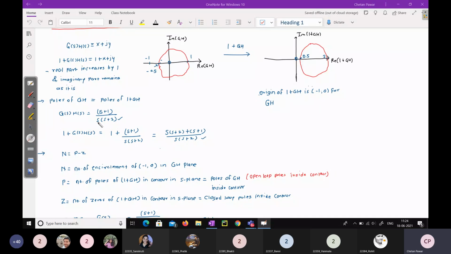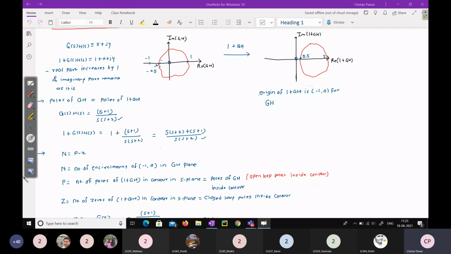Just now we have seen S and S plus 2. So poles of 1 plus GH is equal to poles of GH. Just now we have seen. So here poles of 1 plus GH is equal to the poles of GH. So that will be inside the contour. So these are the open loop poles inside the contour. So we can say that P is an open loop pole inside the contour.